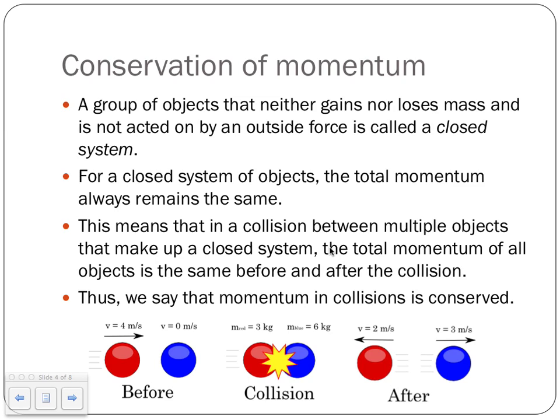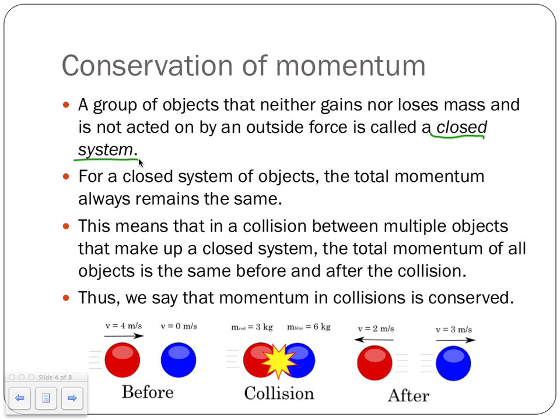conservation of momentum. And so this is probably the biggest thing that makes momentum a useful thing to work out in physics problems. And that's that if we have a group of objects that neither gains nor loses mass, so we're not adding mass, we're not taking mass away, and it's not acted on by an outside force, it's called a closed system. And so closed system means no mass is being added. It means that we're not having any outside forces here.